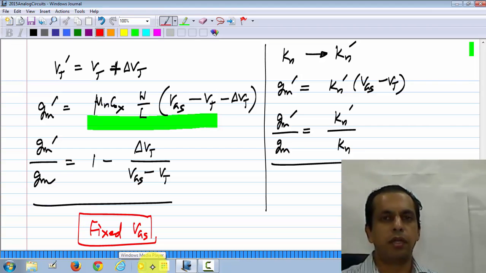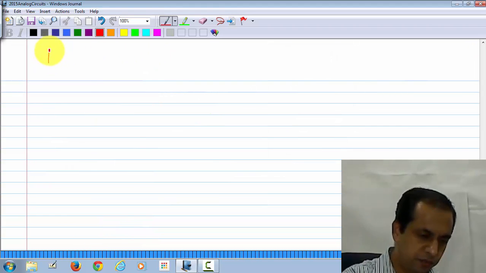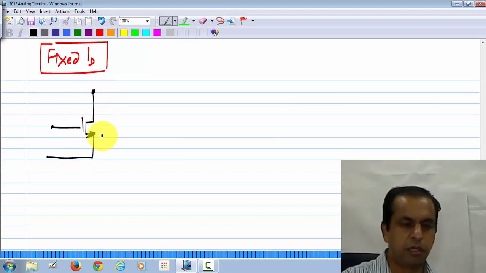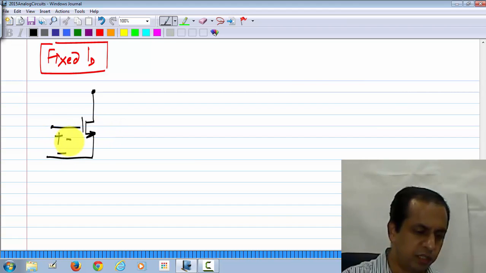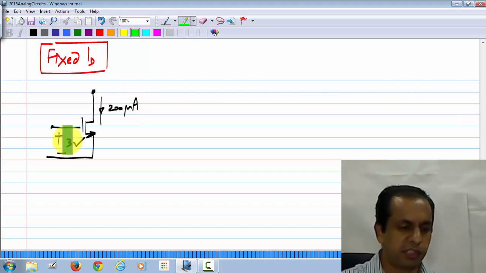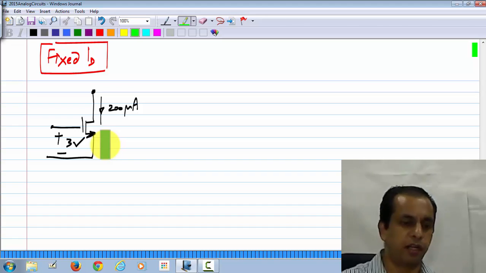So now let me do something else. Let me examine the scenario for a fixed current. I'll explain exactly what I mean and later we'll see how to get that. What I mean in this case is that I take my transistor. Remember originally it had 3 volts and a current of 200 microamperes, and my method was to just apply 3 volts between gate and source and hope that the current is 200 microamperes and GM is 200 microsiemens and so on. So now I'll try an alternative strategy.